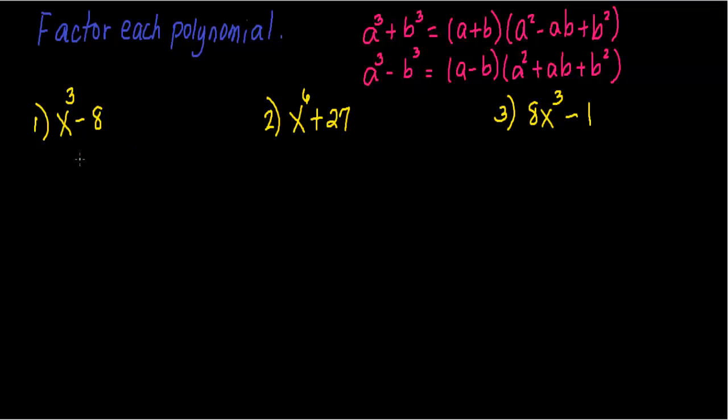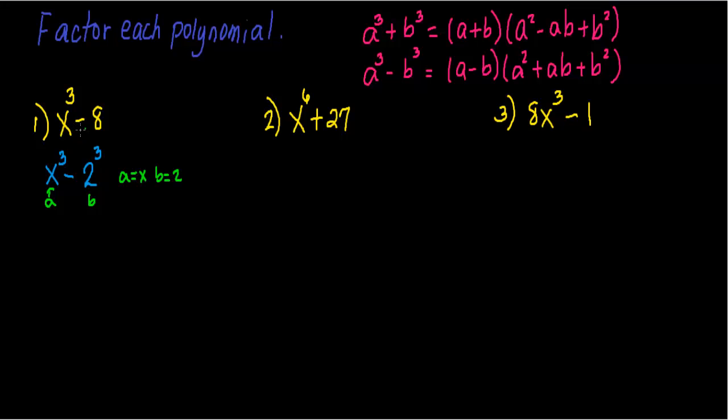Okay, so in the first example, what you want to do is always try and rewrite your polynomial as cubes, and that will help identify what A and what B is so that we can use the formula. In this case, x cubed is written as a cube, but 8 is not, so let's write it as a cube. That would be 2 cubed. That's 8. Now identify what A is. A is x, and B is 2. So A equals x, B equals 2.